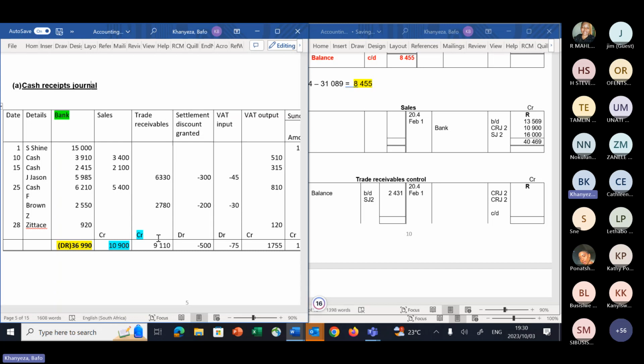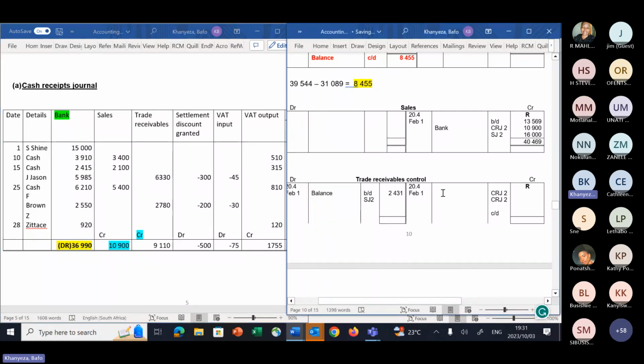If you can master whether the bank account is a debit or a credit, then you will know that if the bank is a debit, the rest are credit. Because sometimes it takes time for you to master whether this is a credit or a debit, you see. So that's why you have to do it like that, which is 9,110. So it's going to be bank.